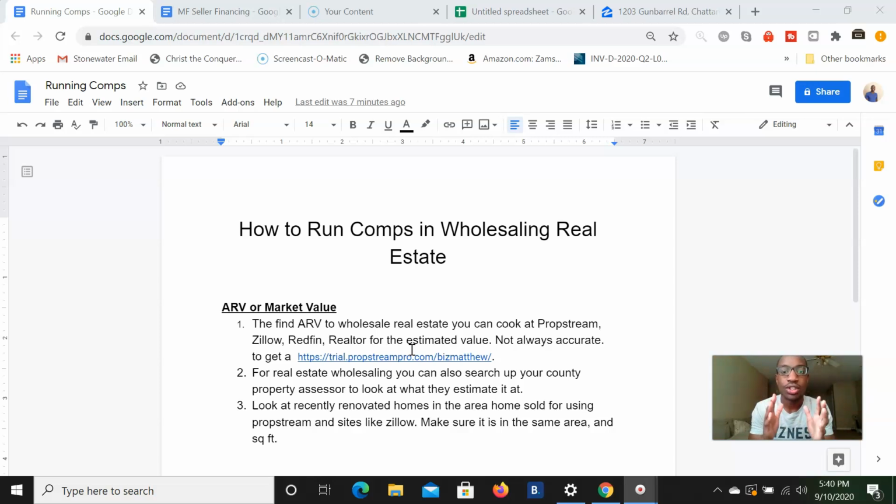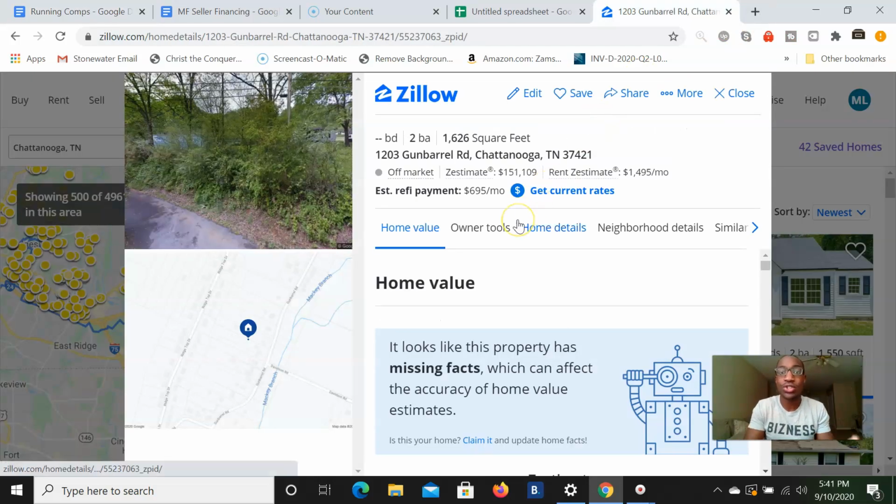Some of the best ways to find the ARV: you can look at PropStream, Zillow, Redfin, Realtor for the estimated value. They're not always accurate, but they're still decent. I'm going to put this whole thing in the description. For example, let's go to Zillow real quick. This is a property that I just wholesaled. I partnered with someone and we made $21,500 and split that fee 50-50. I'm in the Chattanooga, Tennessee area, and we actually closed this last Friday.